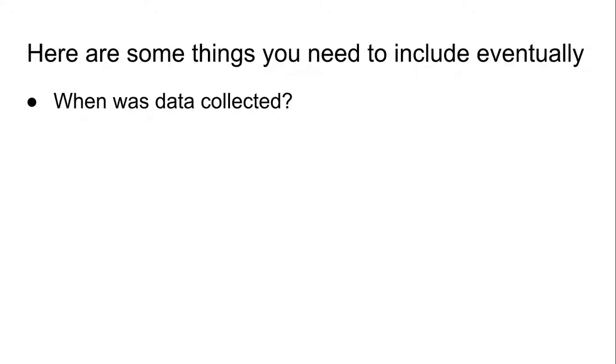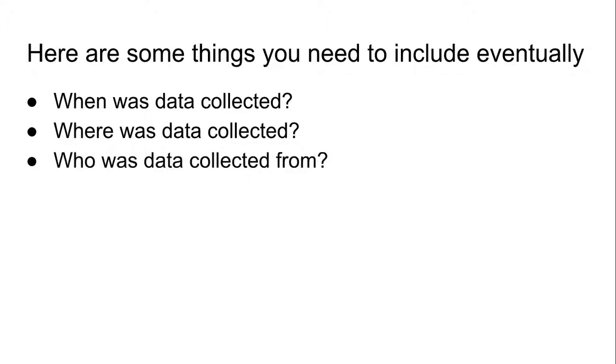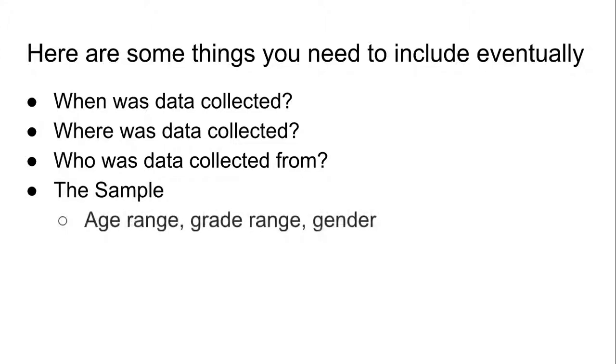When was the data collected? Now, we haven't collected the data yet, but eventually in your paper you'll put in there, this was collected on, and give a date. Or you could put in February, or the range of February 27th to March 15th of 2018, or whenever it was. Where was the data collected? It was collected in a school, it was collected in classes, was it collected in teams? Where was it collected? Who was the data collected from? So this is essentially your sample.